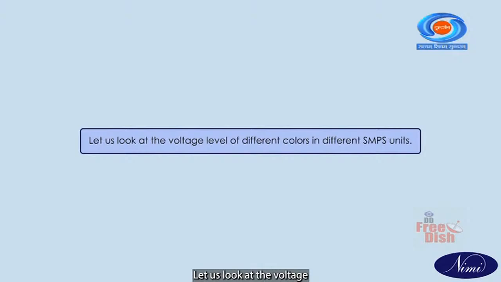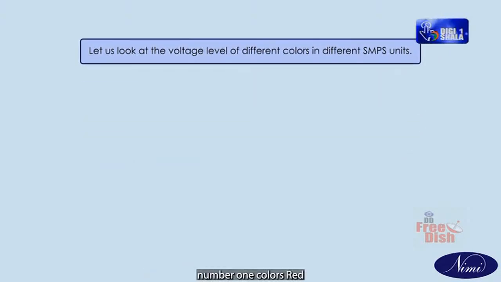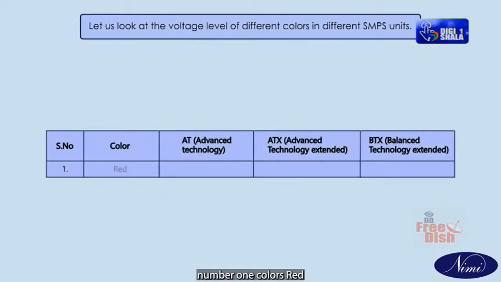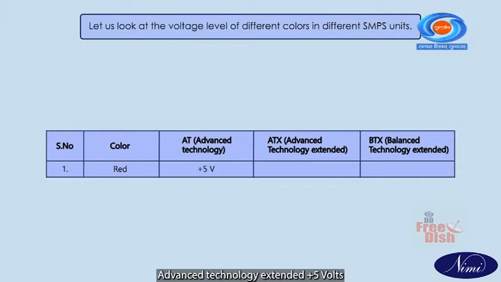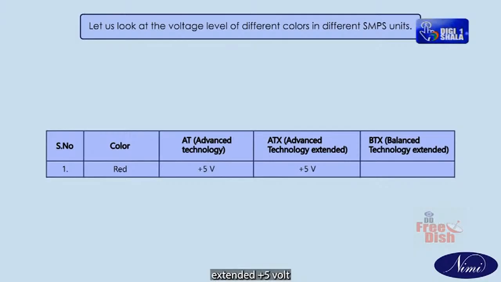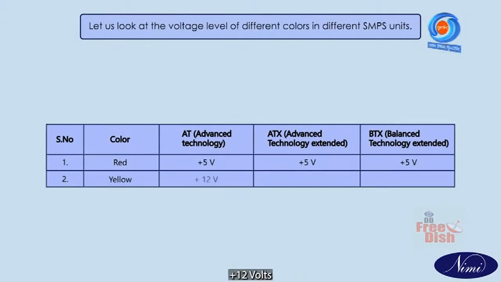Let us look at the voltage level of different colors in different SMPS units. Serial number 1. Color: Red. Advanced Technology, plus 5 volts. Advanced Technology Extended, plus 5 volts. Balanced Technology Extended, plus 5 volts. Number 2. Yellow. Plus 12 volts in each.